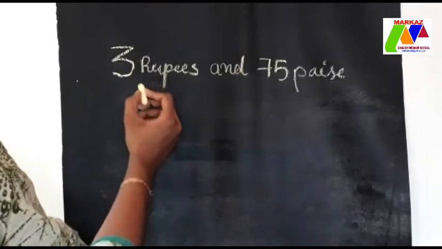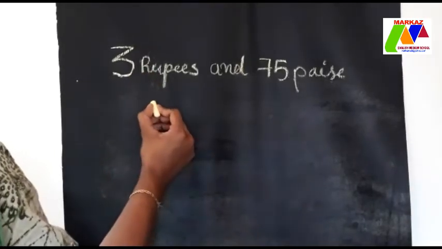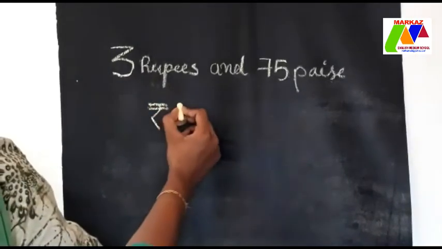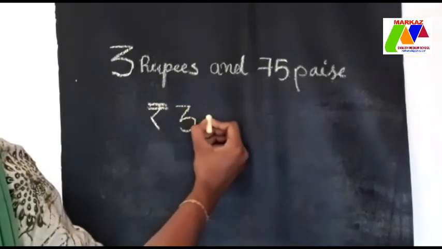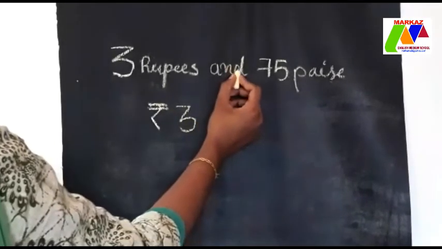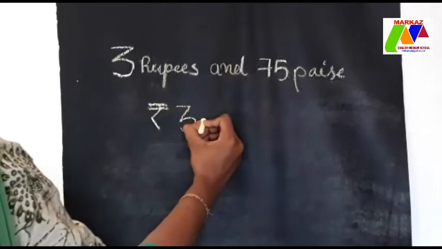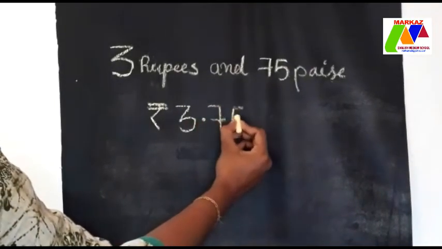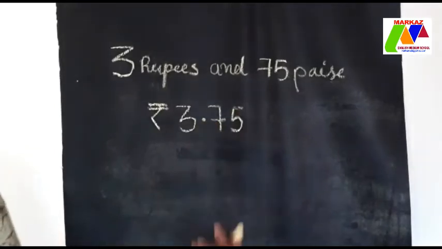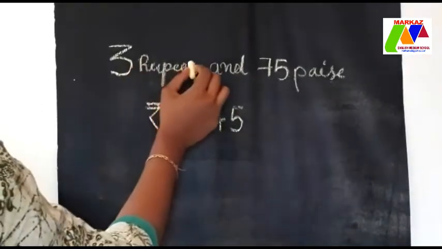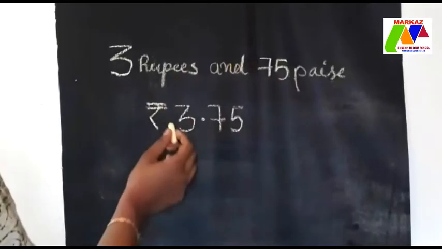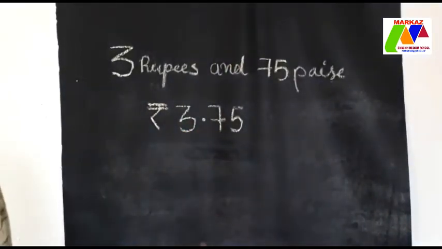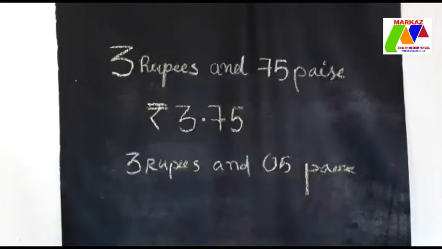Okay. So 3 rupees. This is the symbol of rupees. I already said. Then the 3. Then instead of adding this 'and', we have to put a point, the decimal point. Then that's 75. So 3 rupees 75 paise. This is the form of how to write the money in words. And this is the form of how to write money in figures. Okay. Now let us take one more example.